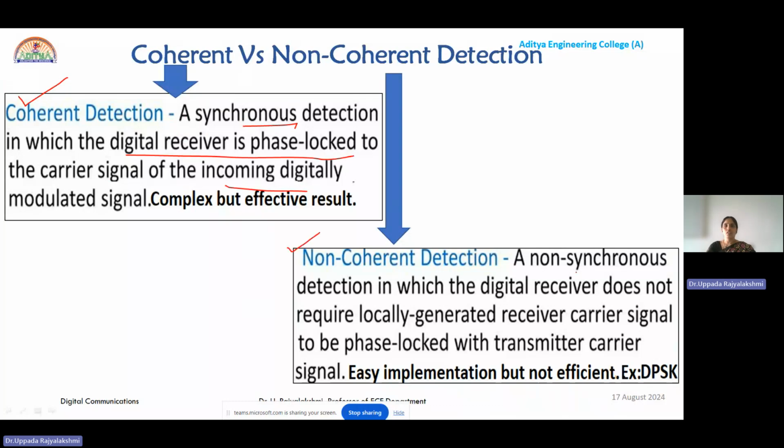In non-coherent detection, we don't use any kind of synchronous carrier. That is, the frequency and phase of the receiver carrier need not match the frequency and phase of the transmitter carrier, nor provide timing synchronization. So here, there is no use of a synchronous carrier in non-coherent detection. Here the implementation is easy, but it doesn't produce an accurate result. Differential phase shift keying is one of the non-coherent versions of binary PSK.